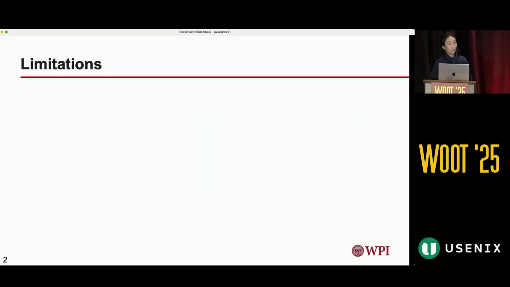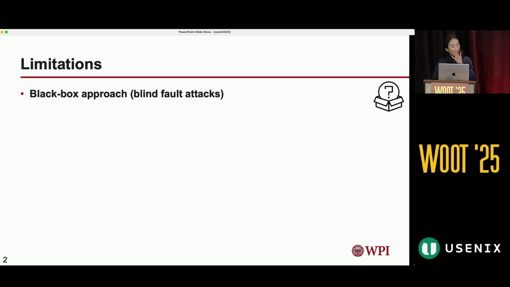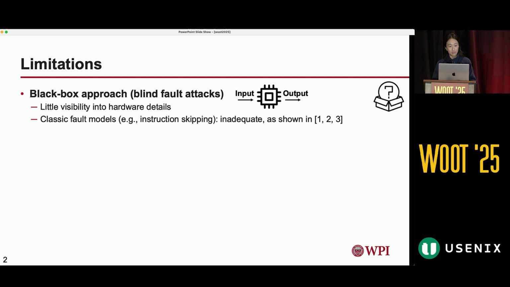Well, we all know that fault injections are so powerful, but there are also limitations. For example, the most traditional fault attacks were based on a black box approach, meaning that we have very little visibility into the hardware details. We only know the inputs and outputs. And also, traditionally, we adopt classic fault models such as instruction skipping. For example, we would assume that the compare instruction would not be executed, and therefore the countermeasure would never be executed either. But it has been proven by other papers that these simple models were not enough to represent the complicated hardware details.